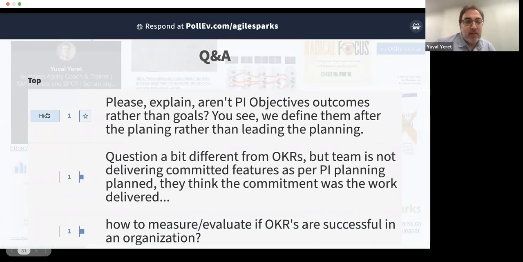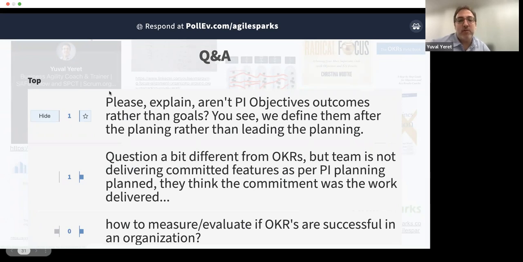So the rest of these only have one vote, so maybe time for one or two more questions. If you really want to vote up a question, now's your chance to affect what I answer next. So I'll just choose for now the question that I want to answer from these three. Let's stay with the first one. So please explain, aren't PI objectives outcomes rather than goals?